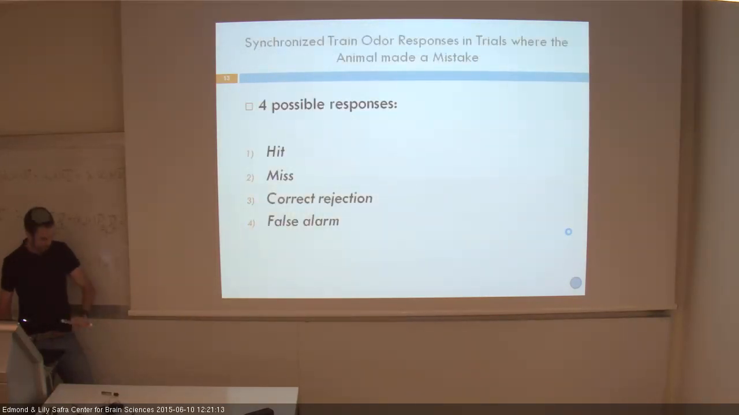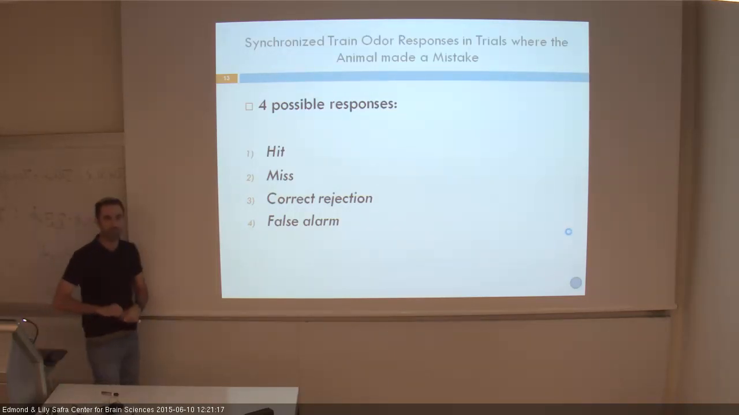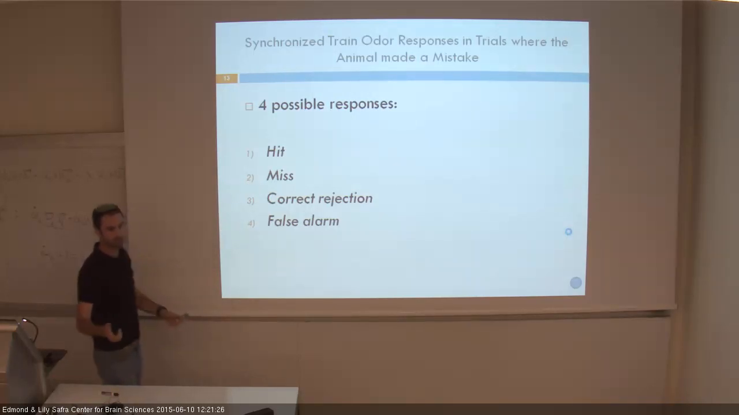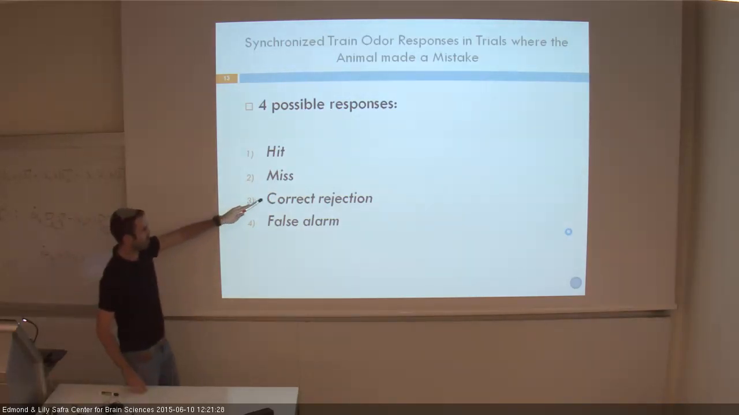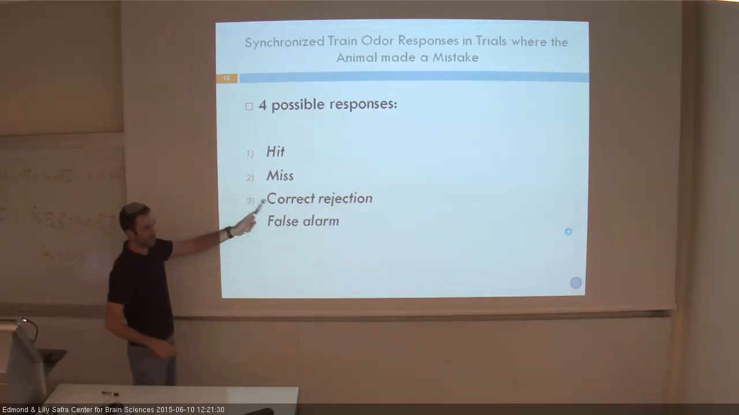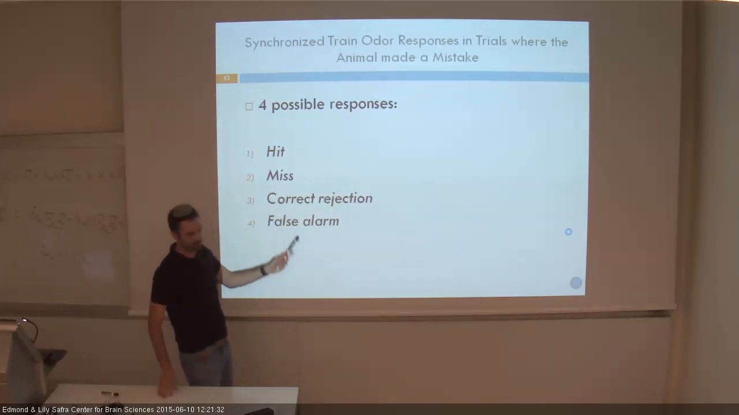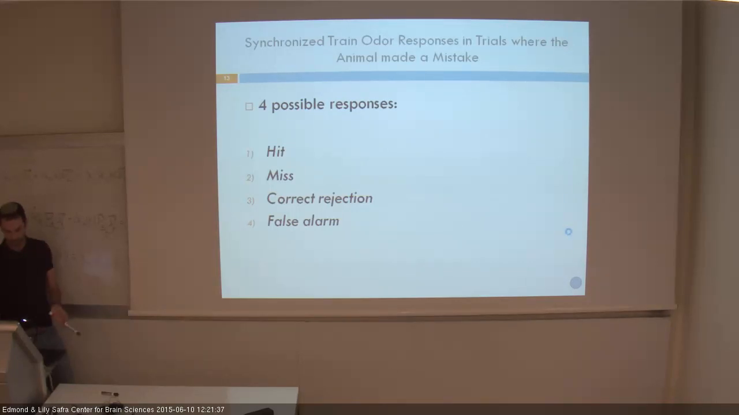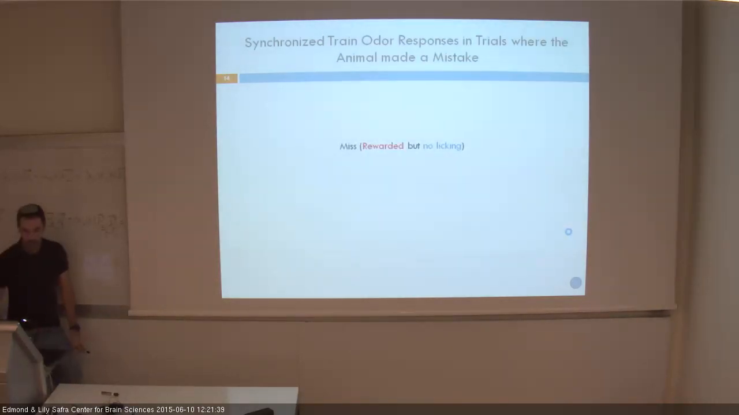So I'll do this and then I'll jump to the conclusion. As we said at the beginning, we could have 4 different possible responses. A hit, that means he licked when he was supposed to lick. A miss, he was supposed to lick, but he didn't lick. A correct rejection, when he didn't lick when he wasn't supposed to lick. And a false alarm, when he licked when he wasn't supposed to lick. And we could look at the mistakes.